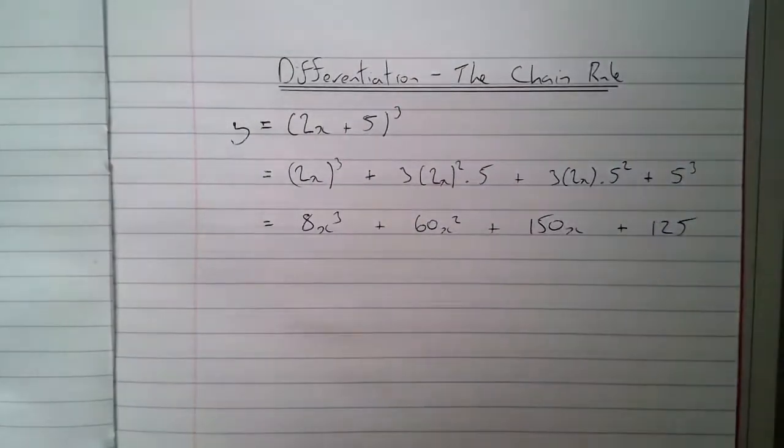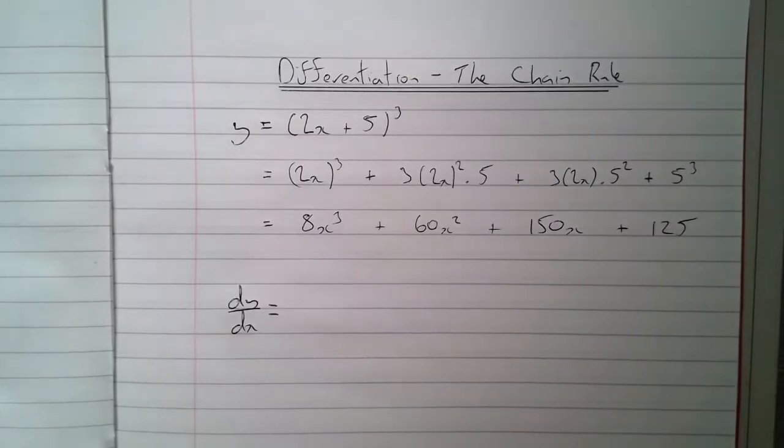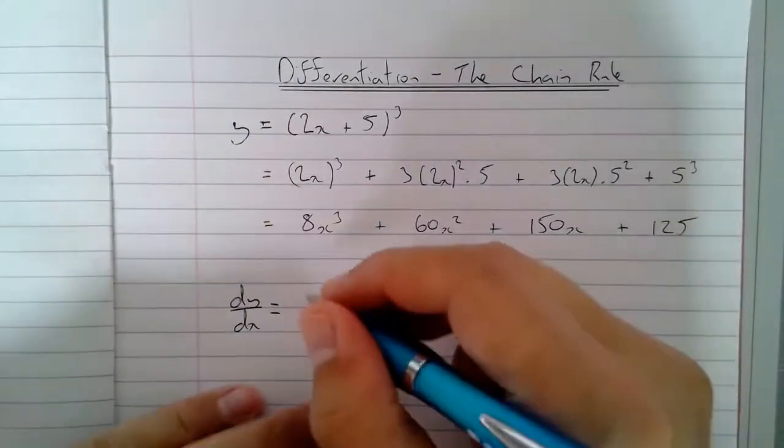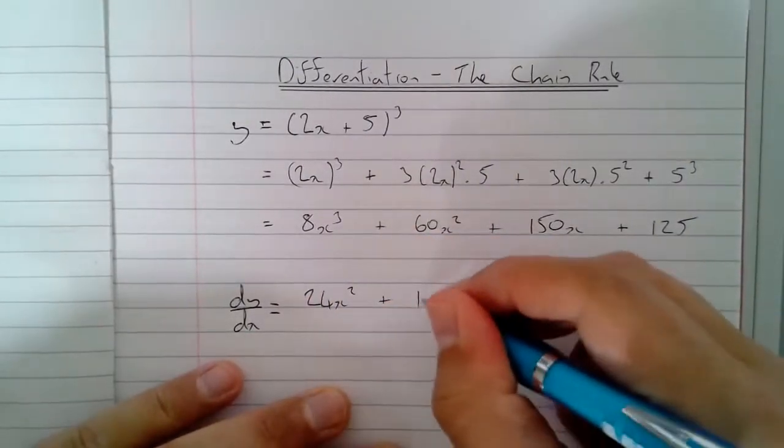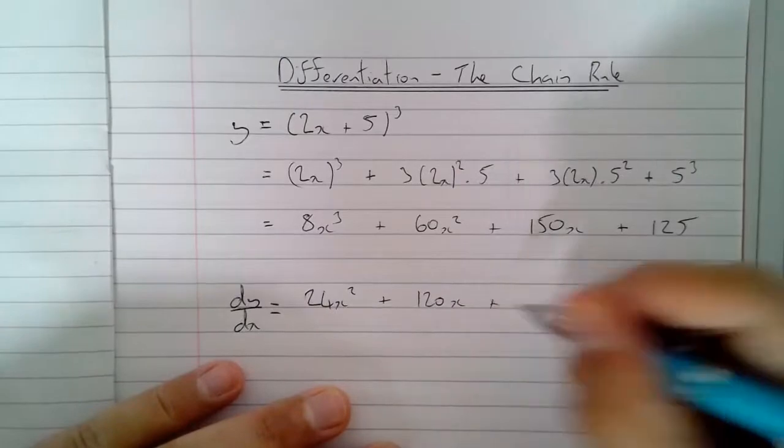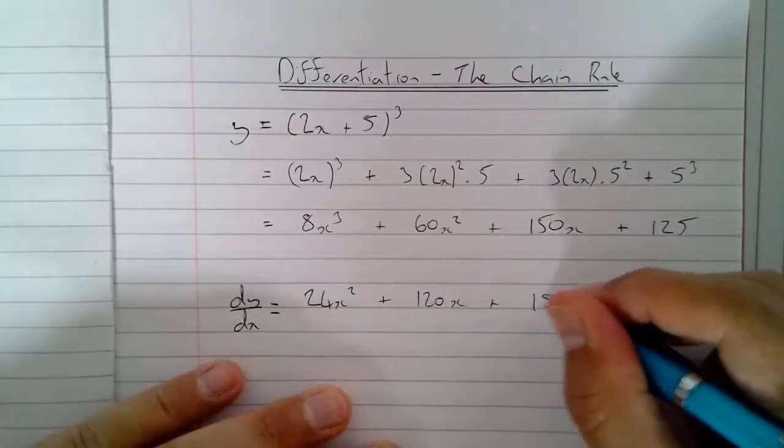So, if you haven't done so already, can you differentiate that as well? Pause the video and come back to me when you've done it. So differentiating this, you should get 24x squared plus 120x plus 150.